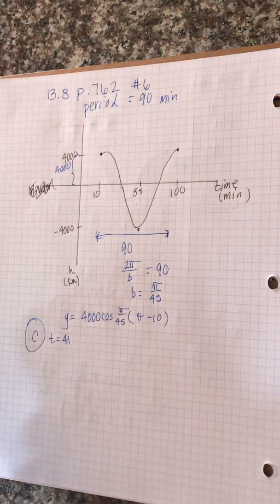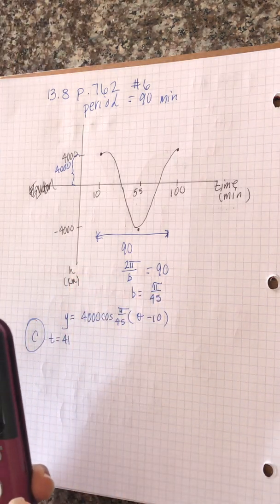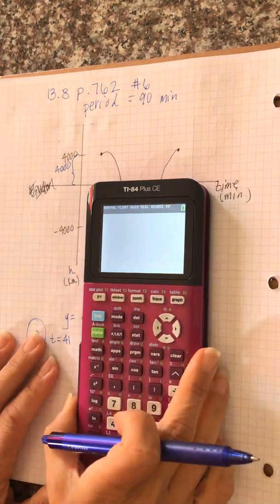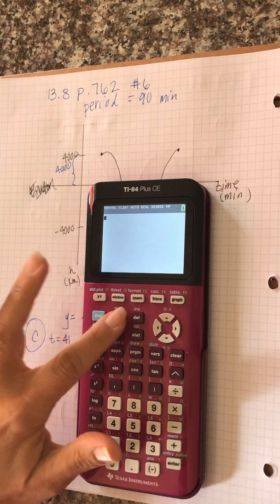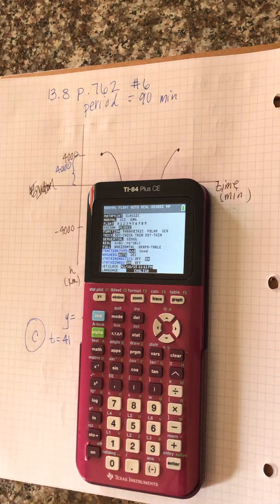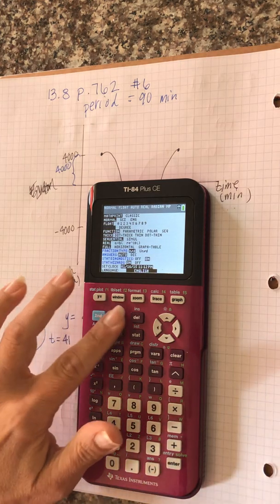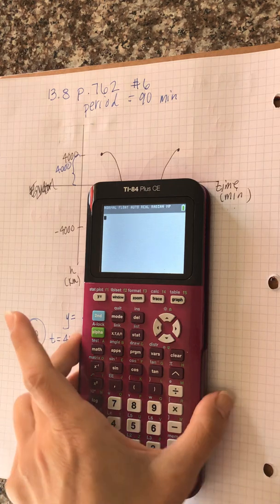And I'm going to stick to radians. In case you weren't here for the last video, plus it doesn't hurt to reinforce how to do this: Mode, I'm going to arrow down. I'm going to be in radians. I'm going to quit out, and now I'm ready to do the problem.